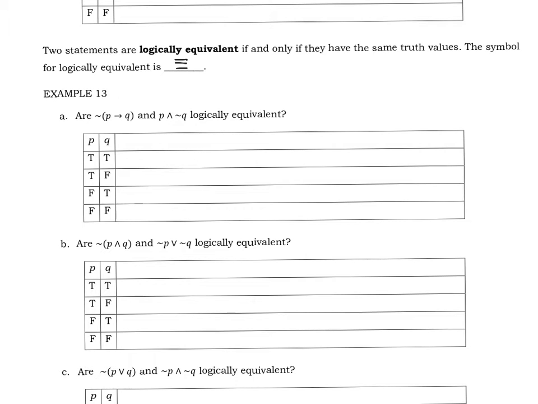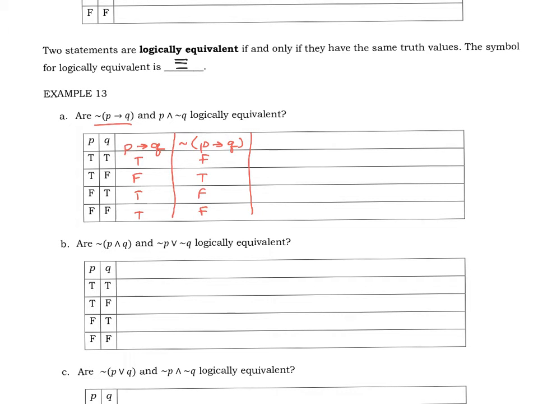So let's first figure out the first statement. So P, if P then Q. All right, so the only one that's false there is the true false. So we'll put false and then true on everything else. And then we need the negation of that. So false, true, false, false.